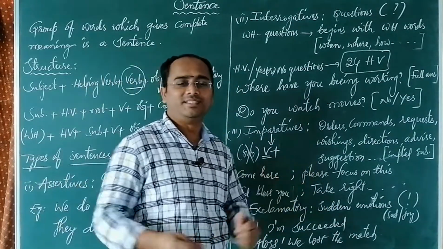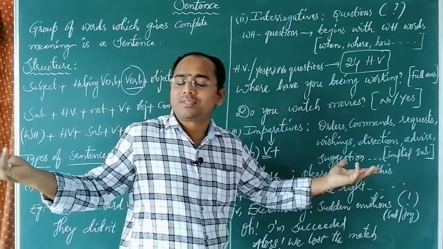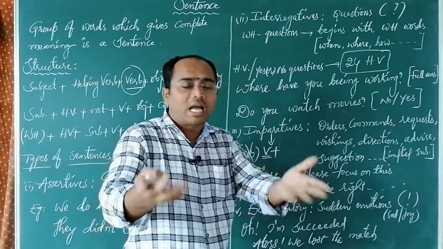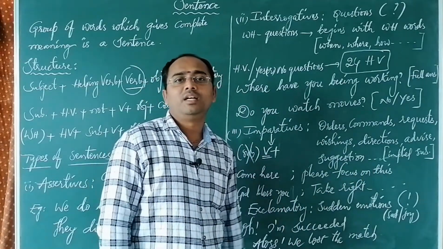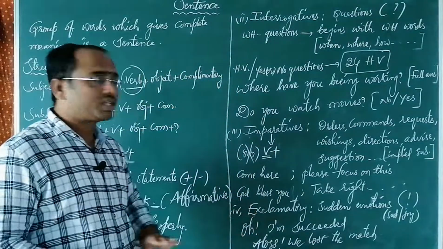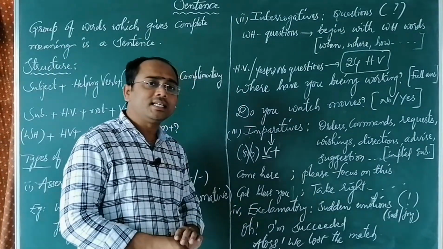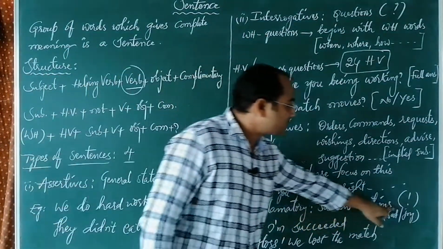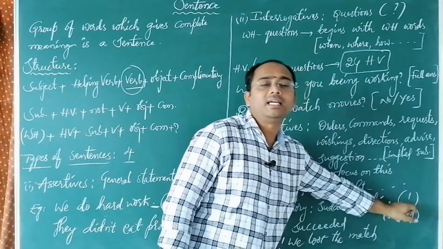Oh, I have succeeded. If you have understood this video clearly, oh, I have succeeded. Suppose you haven't understood anything, then alas, I did not make the video properly. So this is an emotion, and we consider this an exclamatory sentence. Generally, exclamatories are shown through the exclamation mark.